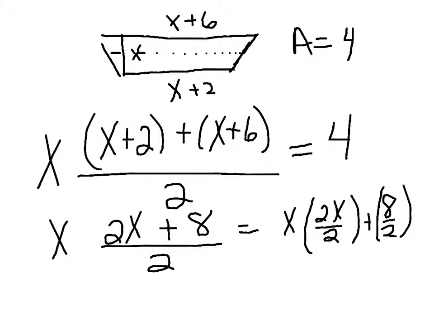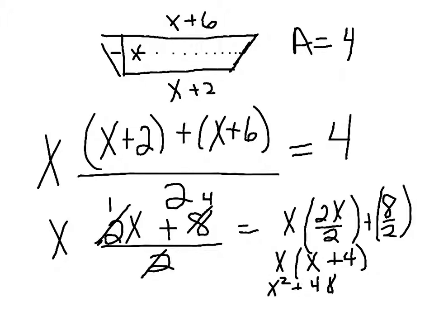Okay. A common mistake is to try to cross this out here and this out and just leave the 8. But I can't do that. I have to divide both of the terms by 2. So this will be x times x plus 4, which is x squared plus 4x. And then we still know that equals 4.